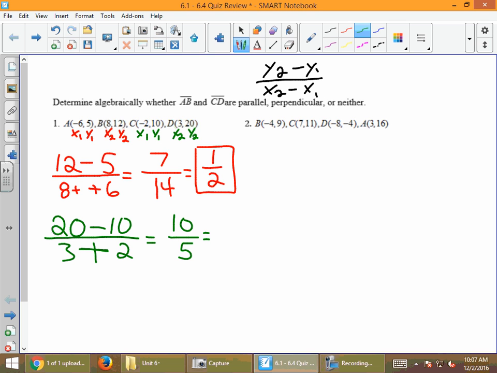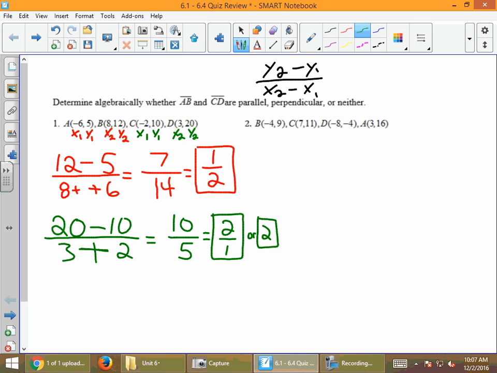10 over 5 does reduce, and it reduces into 2 over 1, or 2. Good. All right, look at these slopes. If you just put 2, that is acceptable as well, either way. 4, 2. So, are these parallel, perpendicular, neither?